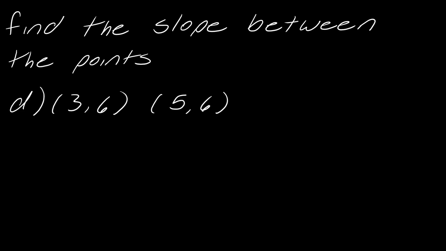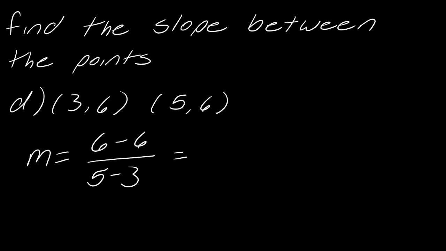Once again, just pause, figure out what's weird about it, and hit play when you're ready. So now I'm going to take 6 minus 6 over 5 minus 3 to get 0 over 2. Now, 0 divided by anything is just equal to 0. So that's fine. But what does this mean? This is also kind of an interesting result, right?